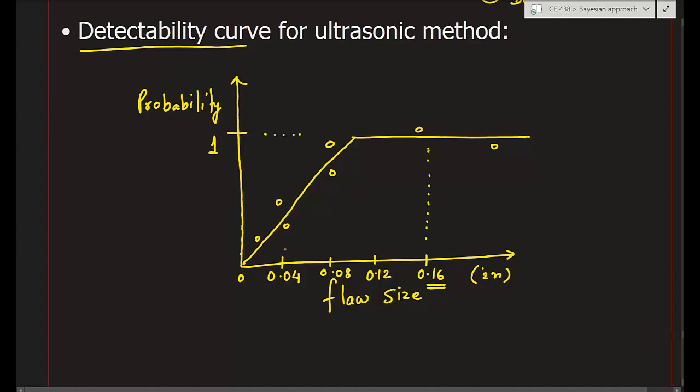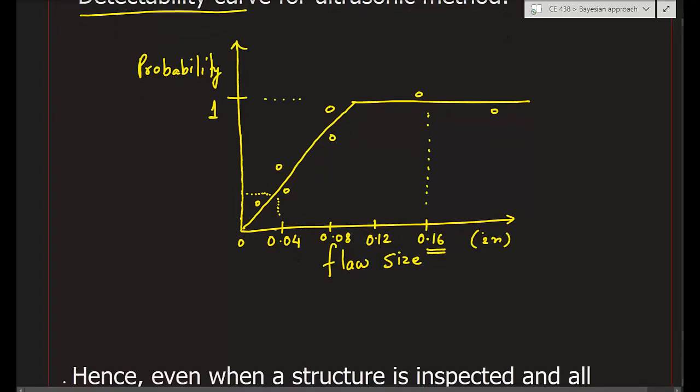And if I have a flaw of length 0.04, I can detect this with a very small probability, and that's just obvious. If my flaw size is small, I can detect it with a smaller probability. So this is a detectability curve, and it will depend upon my instrument. If my instrument is more sensitive, then I can have a different curve. So depending upon the instrument or sensor, we can have different kinds of detectability curves.